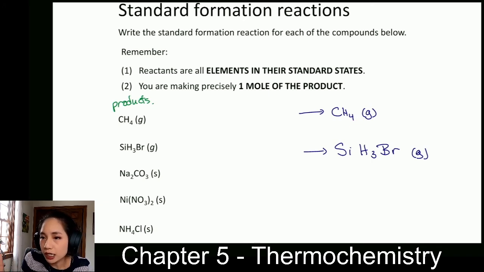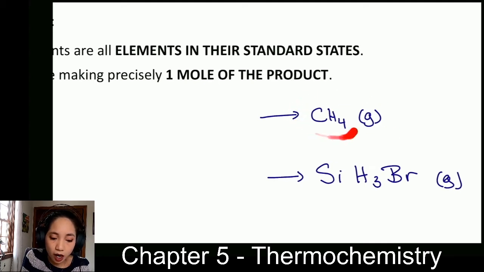So now you need to think what are the elements of this compound in their standard state. And also note that I'm only making 1 mole of these products. And then if there's fractional coefficients at the end, that's okay. Keep them. You don't have to multiply by a multiplier to get rid of them. Just keep the fractions. It's all right. So this is our target compound.